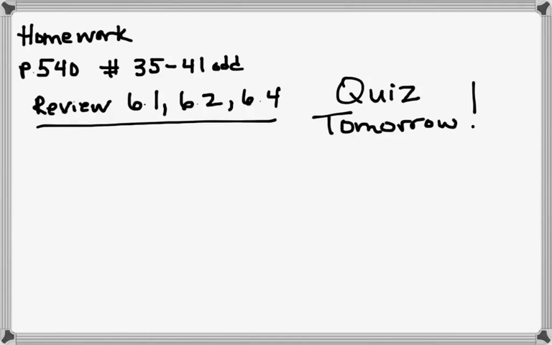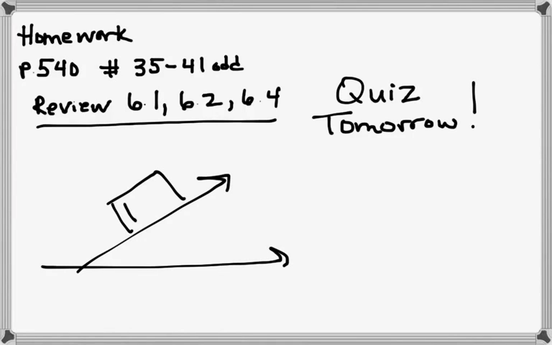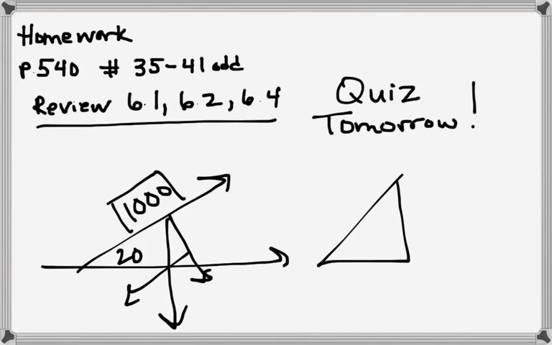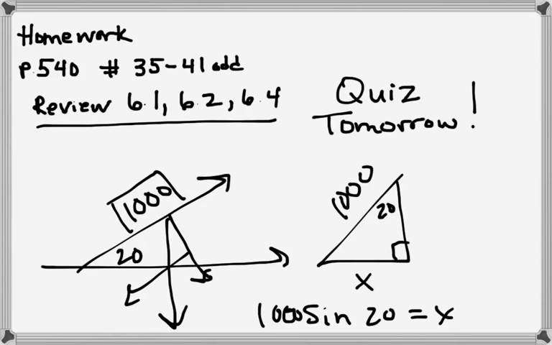I pretty much gave you everything that's going to be on the test in terms of topics. The one thing that we didn't talk about, look on the screen. You have the ramp question. Let's say it's got 1,000 pounds. Let's say this is 20 degrees. Be able to set this little triangle up, right? And so you've got your right triangle. It's 1,000 pounds. You know that this is 20 degrees, and if I wanted the force holding it up, I'd find that one. That would be 1,000 times the sine of 20 would be x.